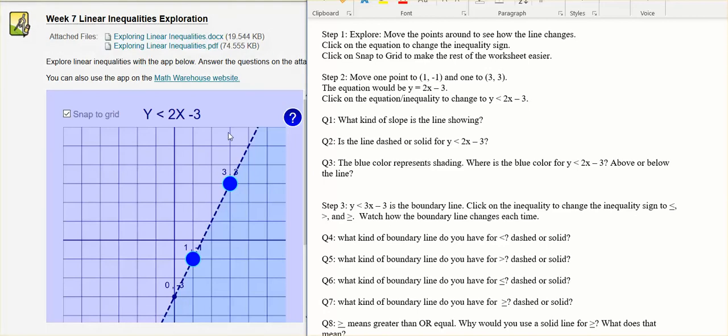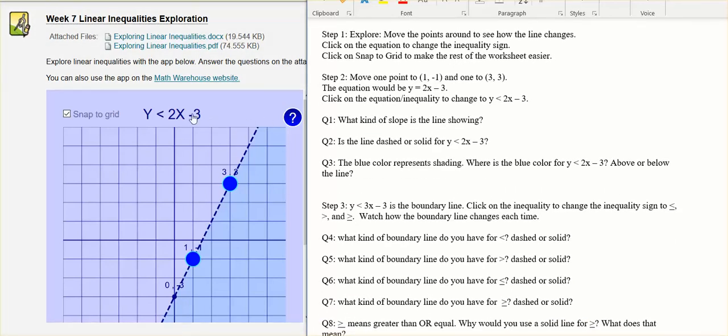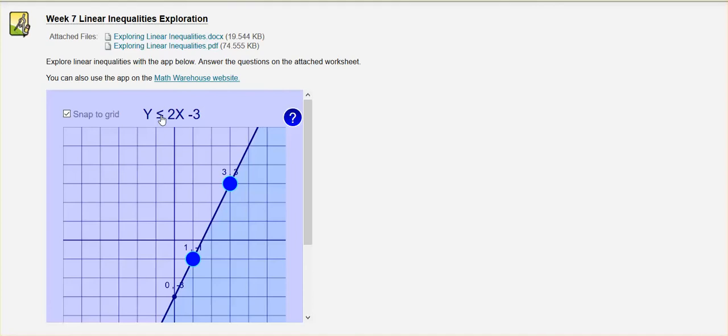Okay, so this inequality is the boundary. This is called the boundary line. y is less than 2x minus 3. And if I change this, watch the boundary line. Now it's solid at less than or equal. Now it's dashed at greater than. Now it's a solid line for greater than or equal. Now it's back to a dashed.